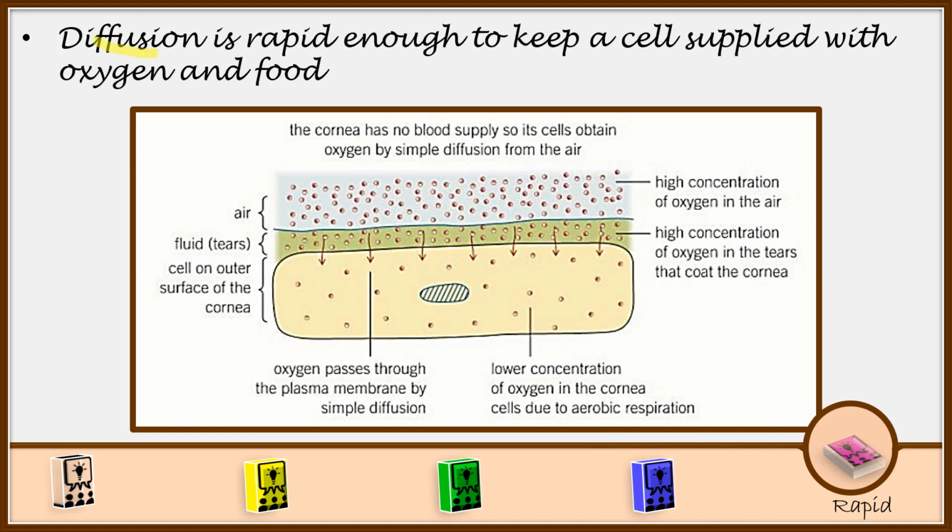Diffusion is rapid enough to keep the cell supplied with oxygen and food. So if the distance from the cell membrane to the center of the cell is very small or short, there is going to be rapid diffusion because the distance is very short. Therefore, the cell can get supplies like oxygen and the food needed for the survival of the cell.